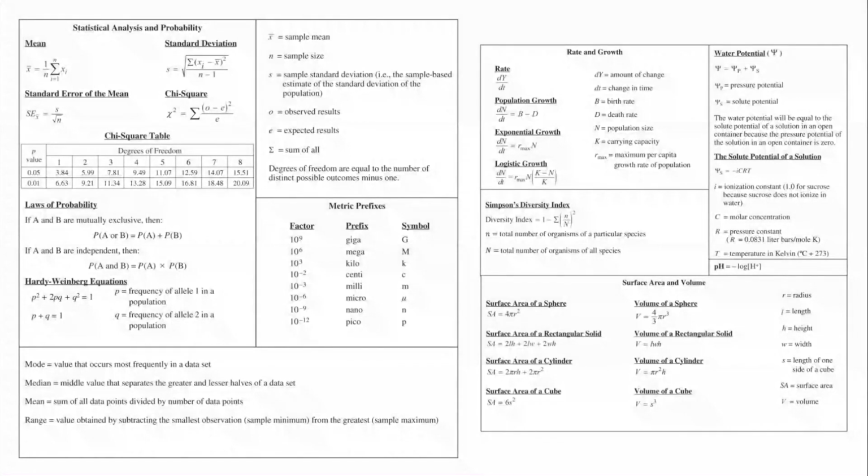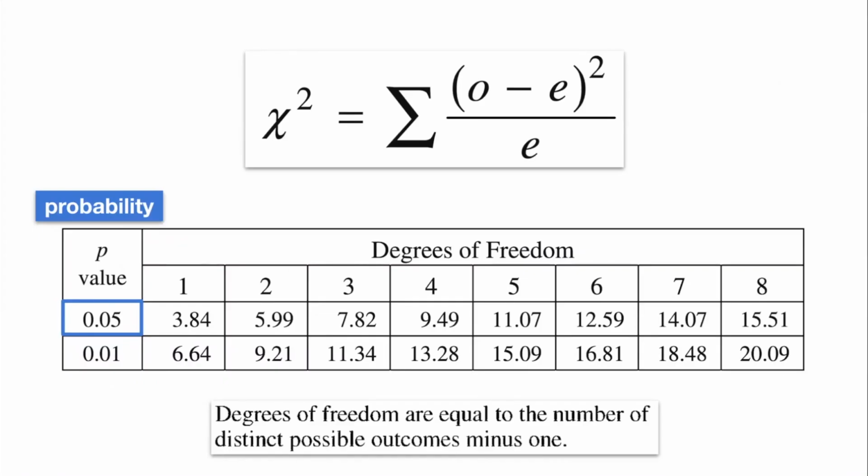So this is just a reminder that this is what the formula sheet looks like, and you will be provided with the chi-squared goodness of fit test formula and the data table on the formula sheet. The blue box represents the probability, also known as the p-value, and that's a 0.05 p-value. We'll be using that 0.05 p-value for this chi-squared test, which means you can ignore this bottom row of the table that represents the 0.01 p-value.